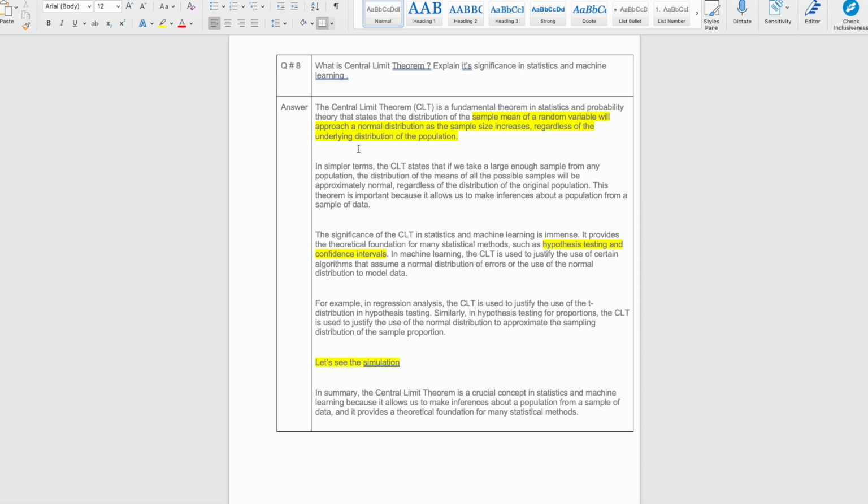The central limit theorem is a very basic, fundamental theorem in statistics and probability, right? What it states is that the distribution of the sample mean of a random variable will approach a normal distribution as the sample size increases, regardless of the underlying distribution of the population. Now, big words are there. Let's break it down step by step.